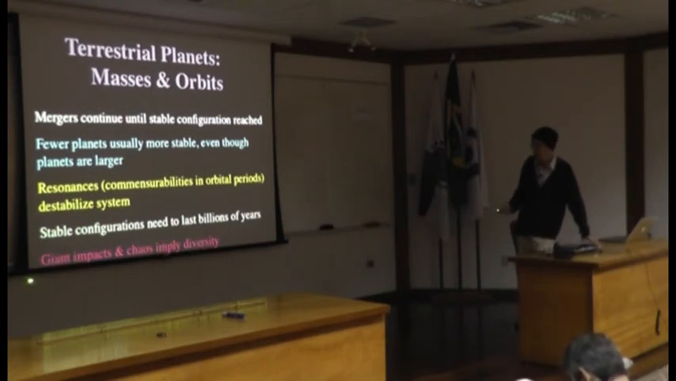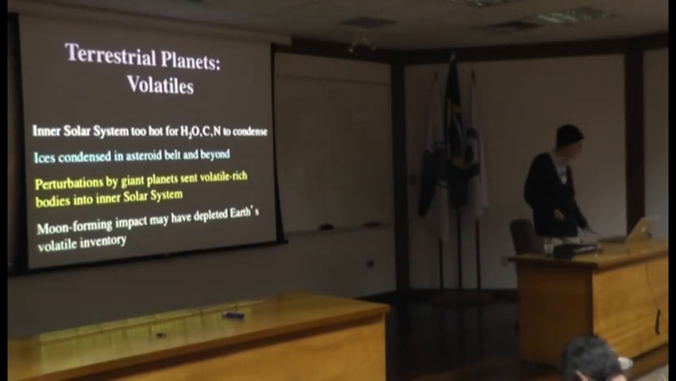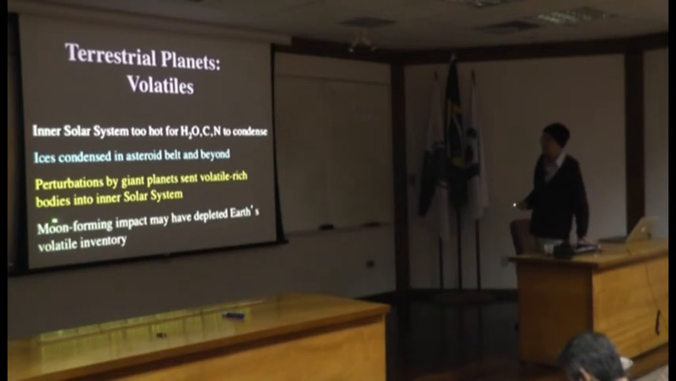Giant impacts and chaos imply diversity. And I just showed how a trivial change in the initial conditions can lead to a large change later on. Volatiles, as Ted's mentioned, it's too hot to condense the volatiles in the inner solar system. Ice is condensed in the asteroid belt and beyond. Gravitational perturbations by the giant planets and by local bodies send volatile-rich bodies into the inner solar system.